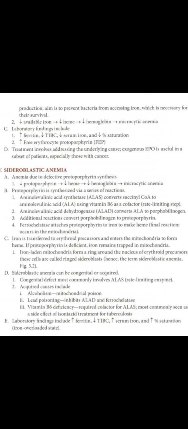Less available iron, decreased hemoglobin, microcytic anemia. Lab findings include more ferritin, less TIBC, less serum iron, and less percentage saturation, more free erythrocyte protoporphyrin. Treatment involves addressing the underlying cause. Exogenous EPO is useful in a subset of patients, especially those with cancer.